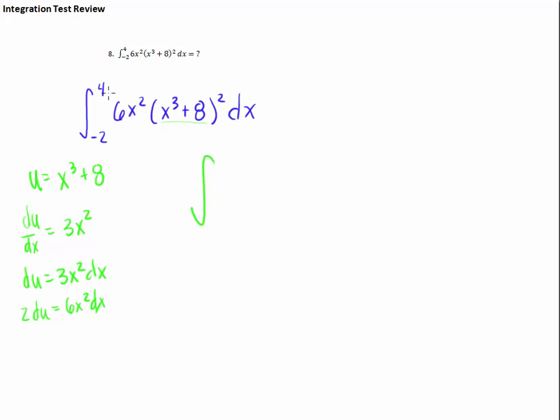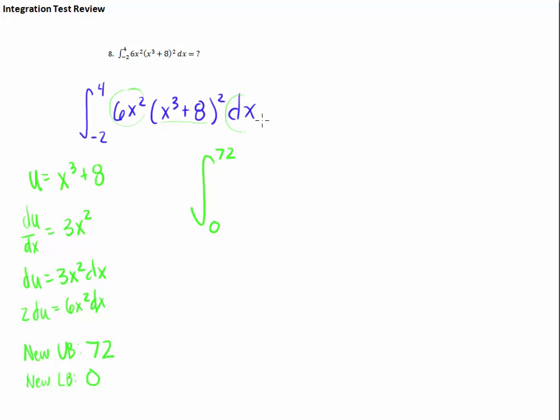So these are x values. If I want to turn them into u values, I just plug them into this equation. So for my new upper bound, I'm going to plug 4 into this. 4 cubed is 64, plus 8 is 72. My new upper bound is 72. And then for my new lower bound, plug in negative 2. Negative 2 cubed is negative 8, plus 8 is 0. I love that. All right, so my new lower bound is 0, and my new upper bound is 72.